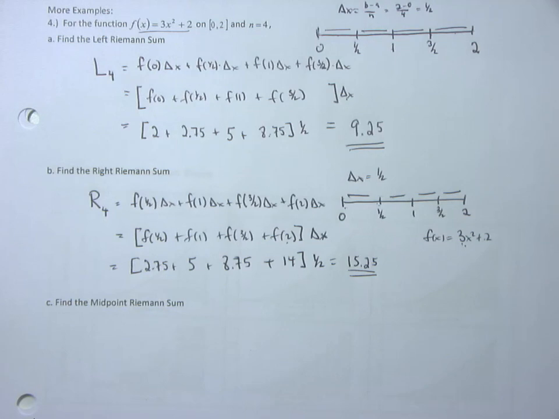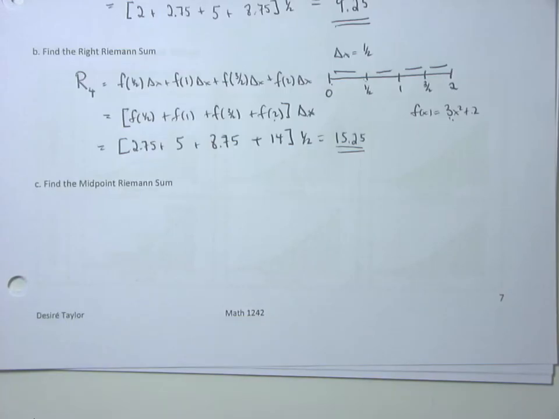Now, left Riemann sums are not always an underestimate. Right Riemann sums are not always an overestimate. It depends on the curvature of your function and stuff. But when you do a left or right Riemann sum, you can guarantee one of them is going to be the underestimate, one of them is going to be an overestimate. Who's going to be a better estimate is the midpoint Riemann sum. So that's the one we're going to do most in this particular class.